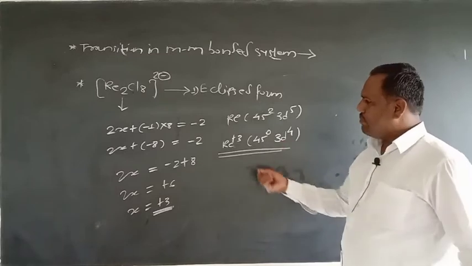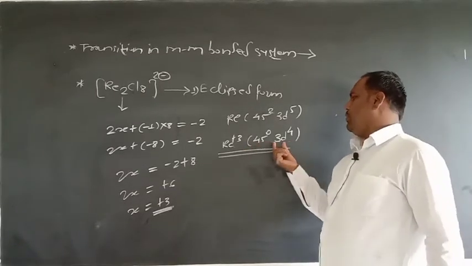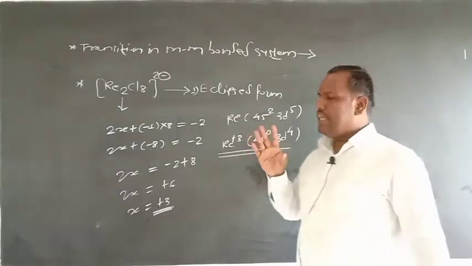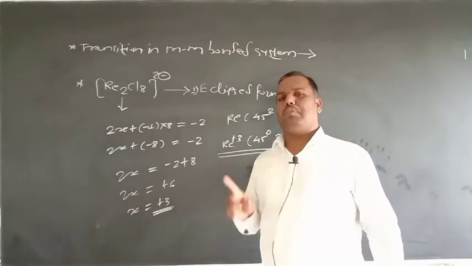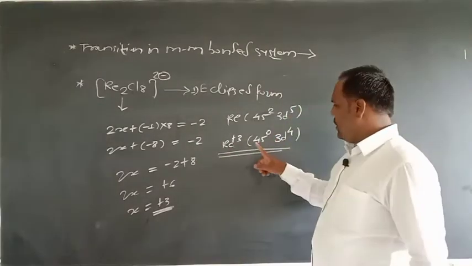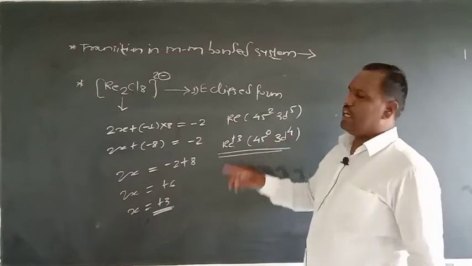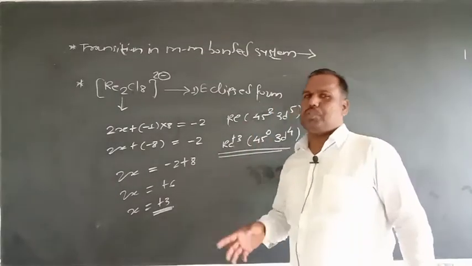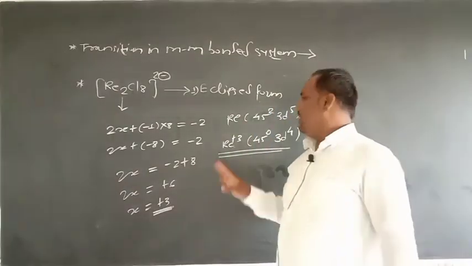So another rhenium is also having configuration 4s0 3d4. So total 8 electrons are available for bonding. Each rhenium contributes 4 electrons, and the other rhenium contributes 4 electrons. So total 8 electrons are available for bonding.